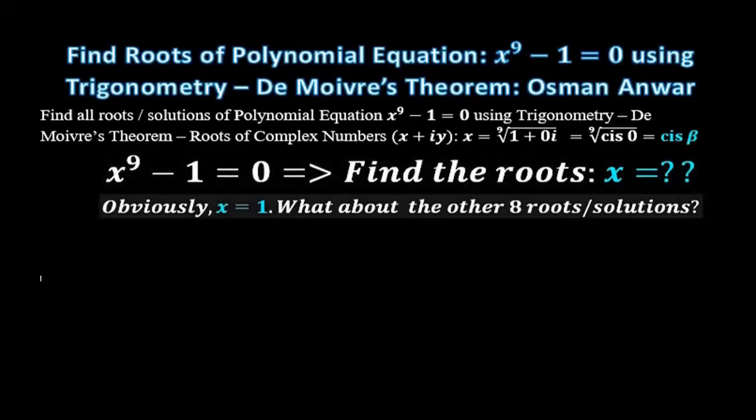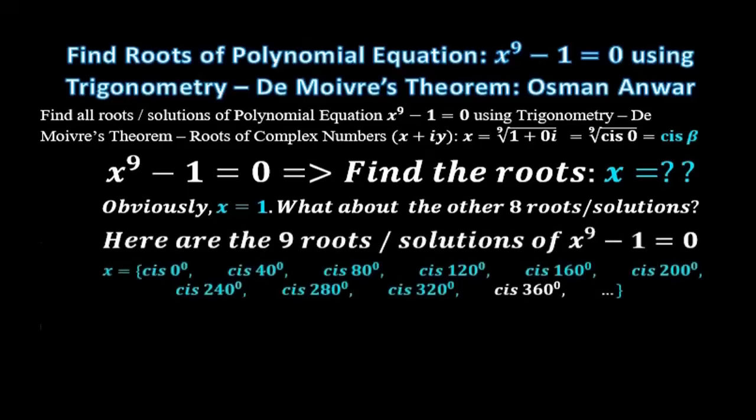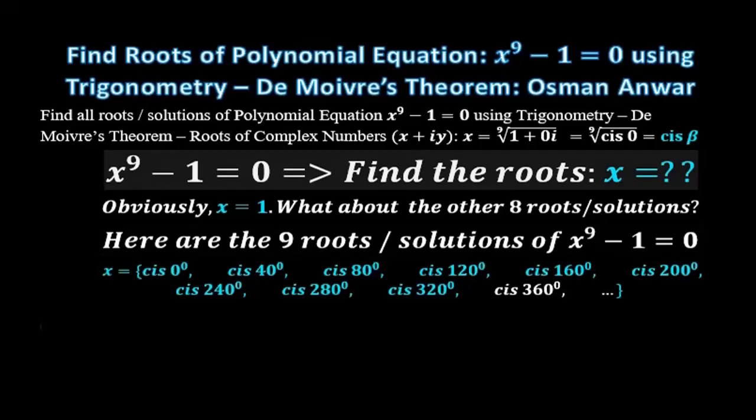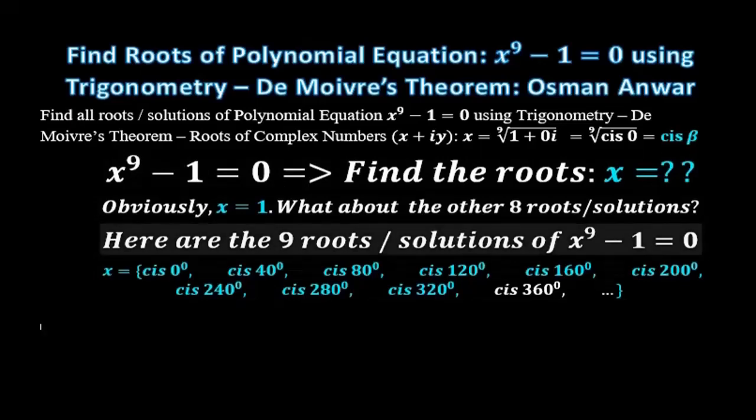Again, we are talking here about the real world. Real world means in higher education, research and development, and the high-tech corporate world where technologies are created. In that case, we need a detailed solution. It is x to the 9, so that means you have to have 9 solutions, that is 9 roots. So x equals 1 is not enough. You have to solve all of them. Here are the 9 root solutions of x to the 9 minus 1 equals 0.